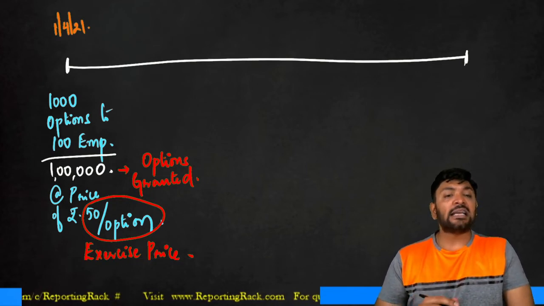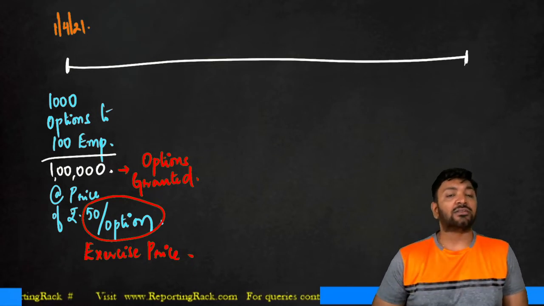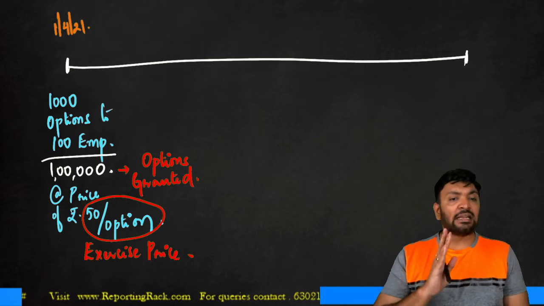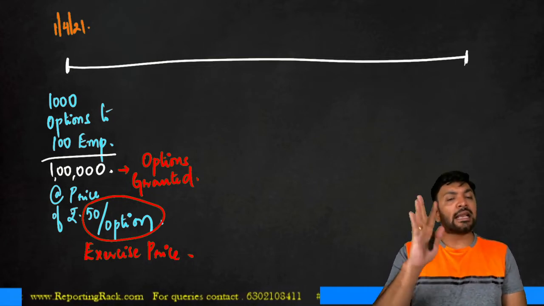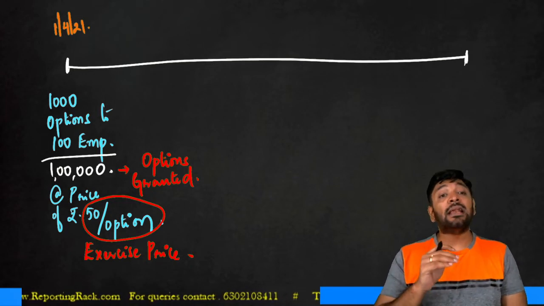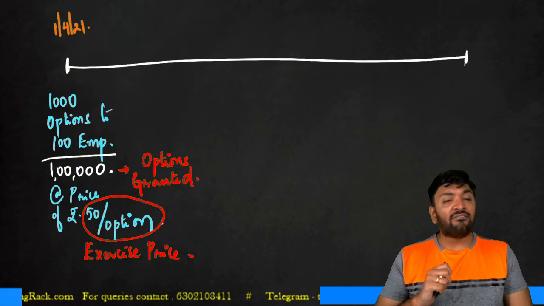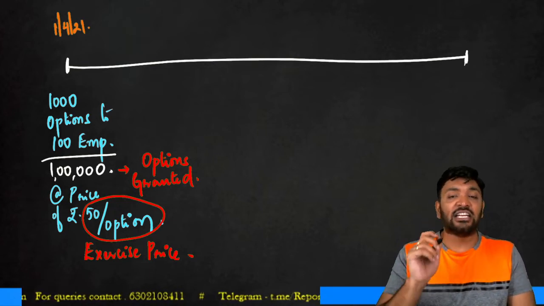Now, let's say I said that these options can be exercised today. A person joined the organization. He is entitled to those 1000 options. He subscribed by paying 50,000. He exited the organization the immediate next day. Purpose not served. That is the reason why whenever these options are granted, they always come with an attached condition.